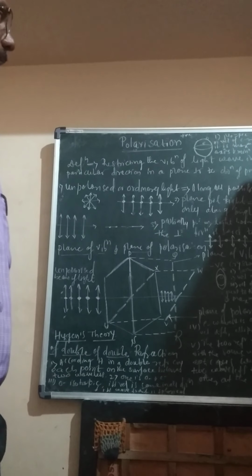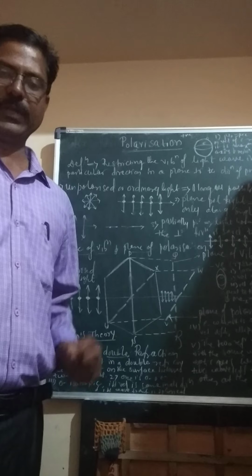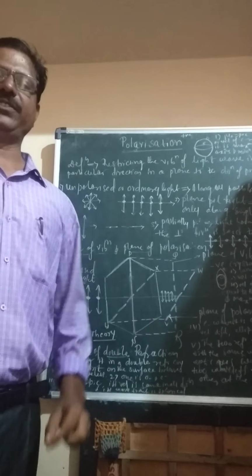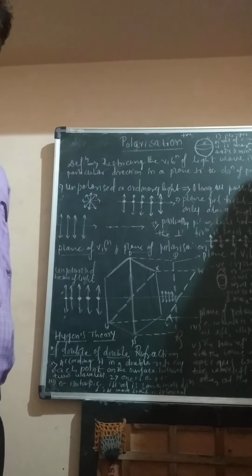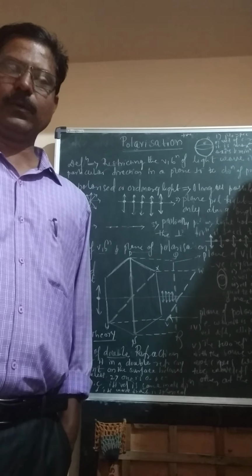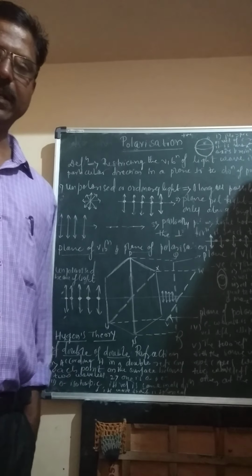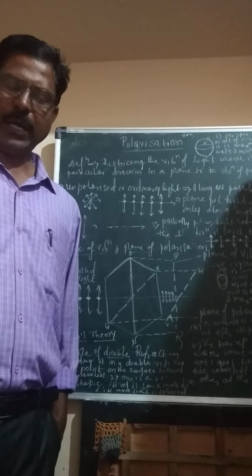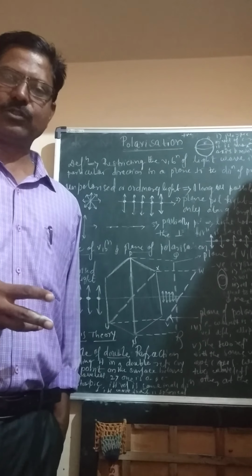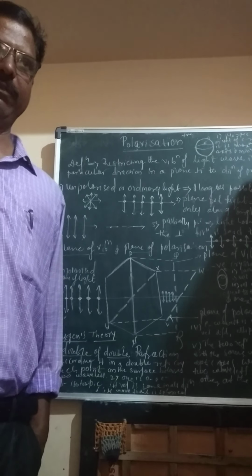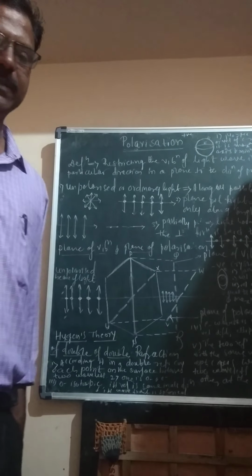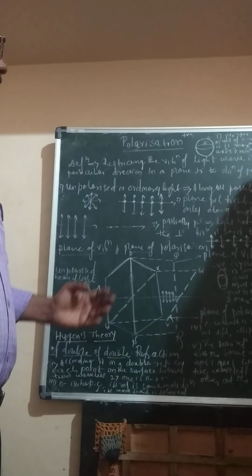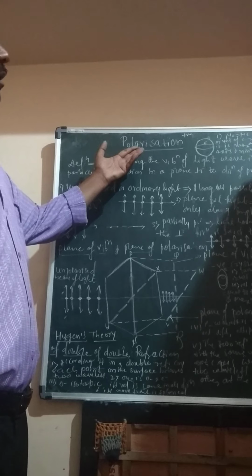So let us discuss another important chapter in optics after diffraction: polarization. As we know, light is an electromagnetic wave consisting of electric and magnetic field vectors which are perpendicular to each other, and both are also perpendicular to the direction of propagation of the light wave. These basic things you have already learned in our previous classes. So here our chapter is polarization.